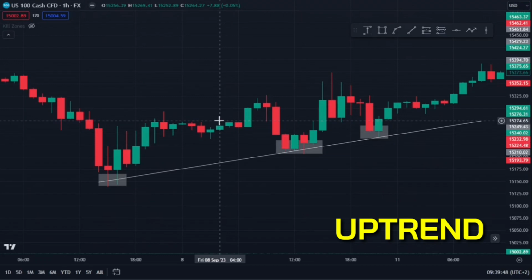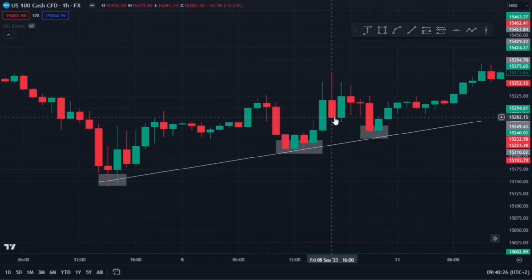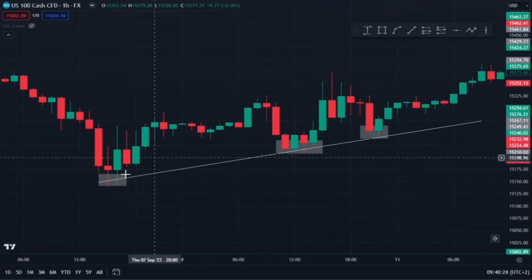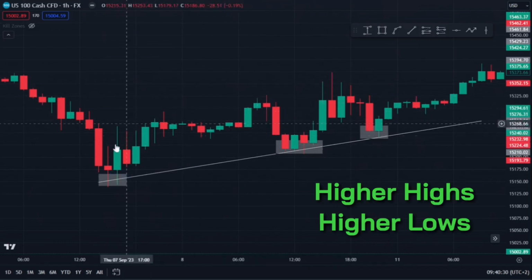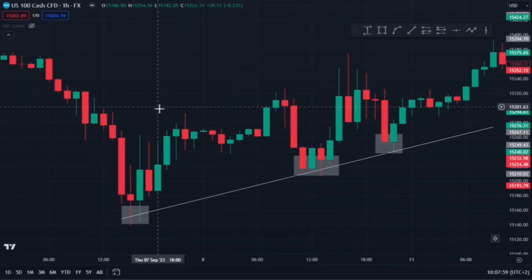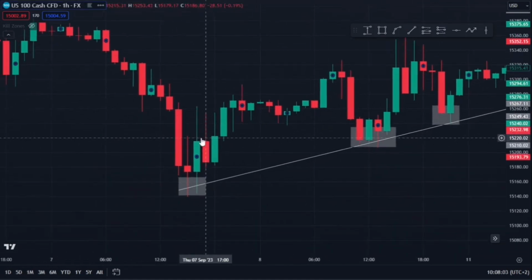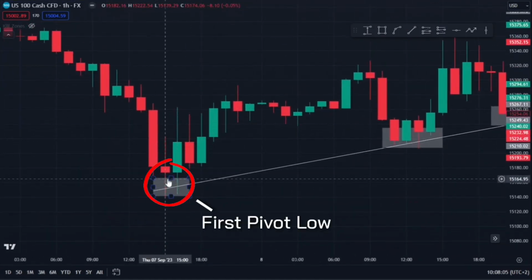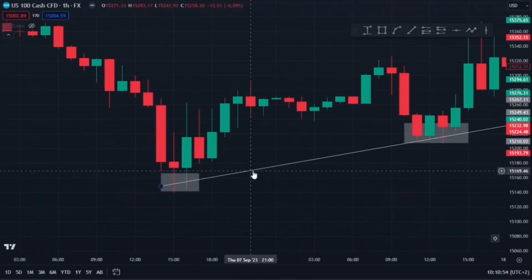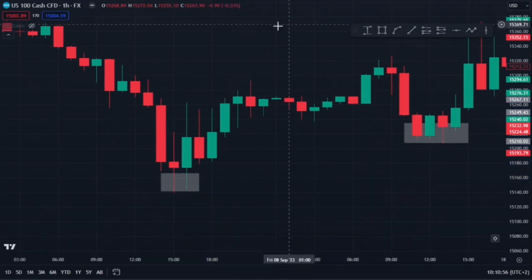And when it comes to drawing a trend line in an uptrend, you need to identify a minimum of 2 to 3 pivot lows. Now, how do we know this is an uptrend? Well, the price is creating higher highs and higher lows. When it comes to plotting your trend line, you need to identify the beginning of the move. You need to identify the first pivot low. So what I'm going to do is delete this trend line so that we can plot it from scratch.